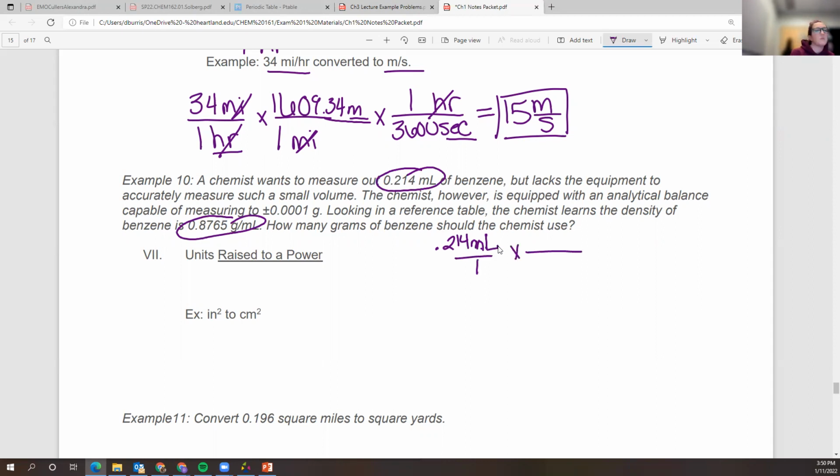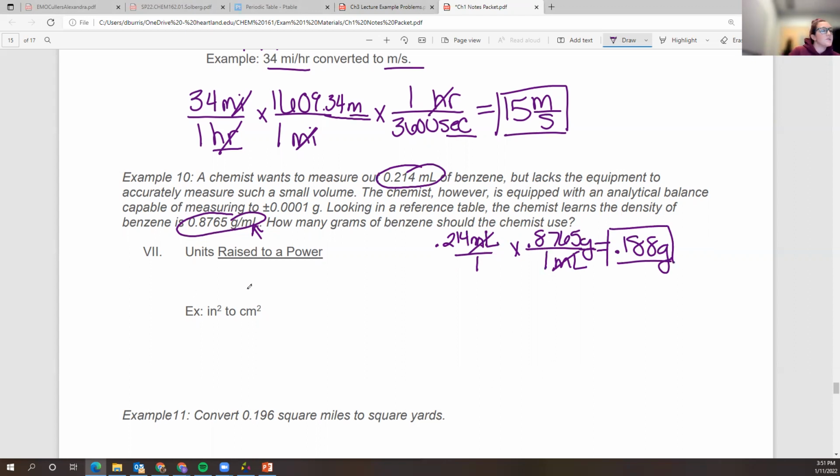Now I'm not trying to go from like milliliters to liters or anything. I actually want to know how much stuff to weigh. So I can use this density with this ratio as a conversion factor, because what that density is actually saying is it's 0.8765 grams per every 1 milliliter. So my milliliters will cancel out. This will give me the grams that I should mass, and I get 0.188 grams of benzene. Okay, so that's like one type of problem that you can solve using dimensional analysis.